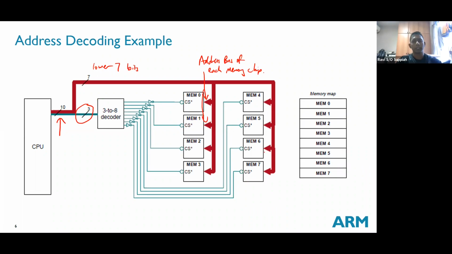So when I use the upper 3 bits, what happens? If I look at the mapping here, A9, A8, A7, and A6 down to A0. A6 down to A0 is always mapped to all the memory chips. A9, A8, A7 are mapped to this 3 to 8 decoder. So what is the 3 to 8 decoder? You all should know what the 3 to 8 decoder is, correct? What does it do?